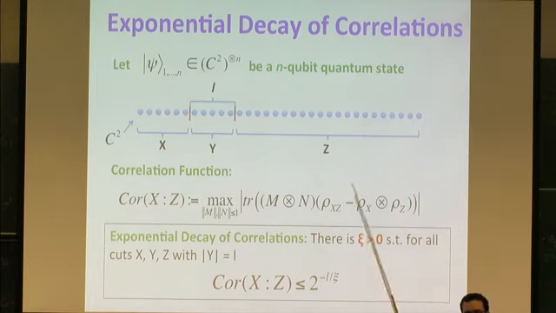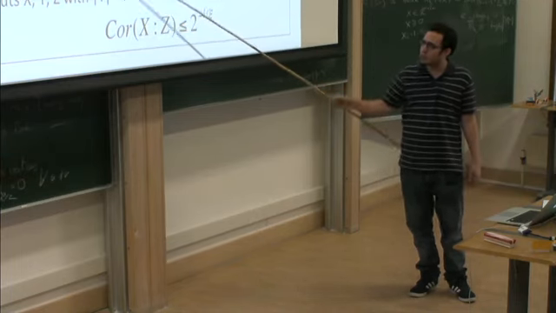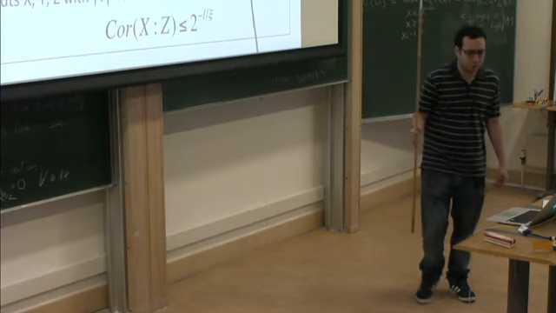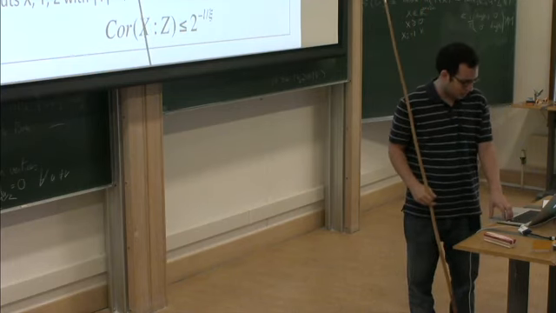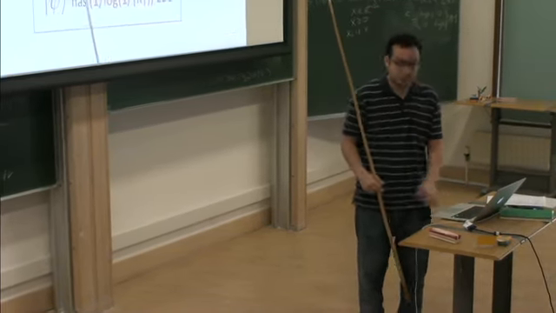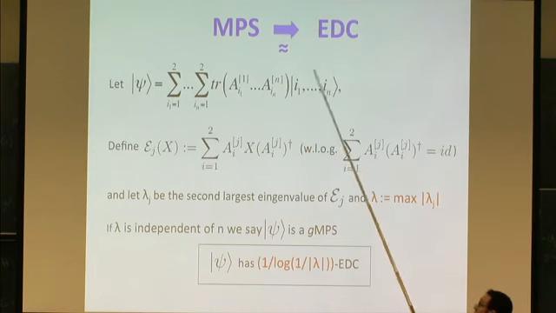Okay, any questions on this? So when the state satisfies this, we will say that it has exponential decay of correlations. Sometimes people also say there is the clustering property. You also find this. But again, what's interesting here is the connection of matrix product states with exponential decay of correlations.